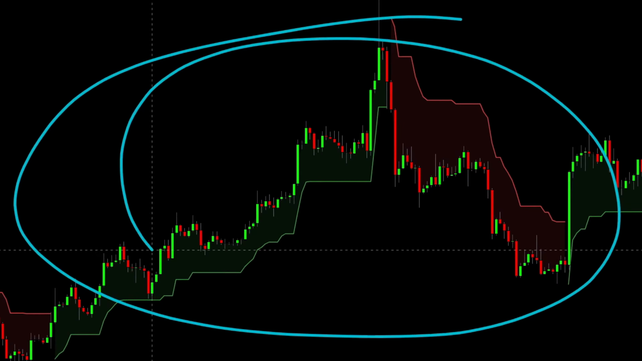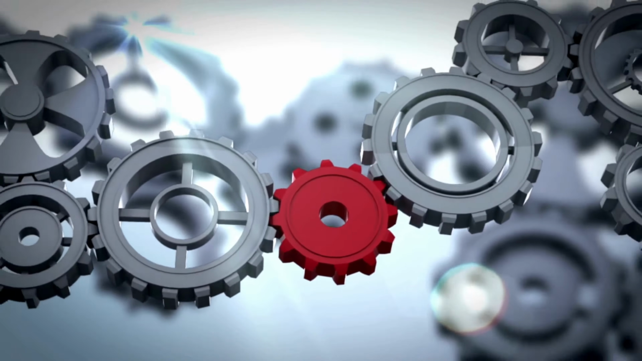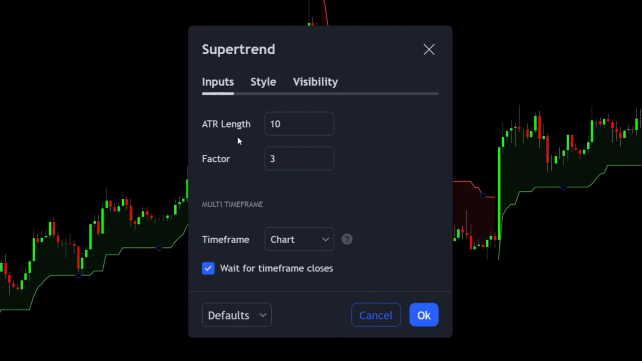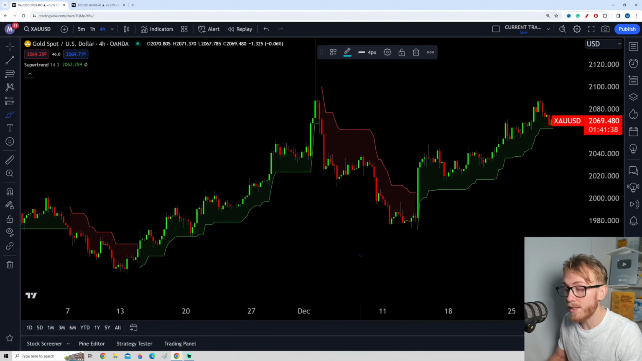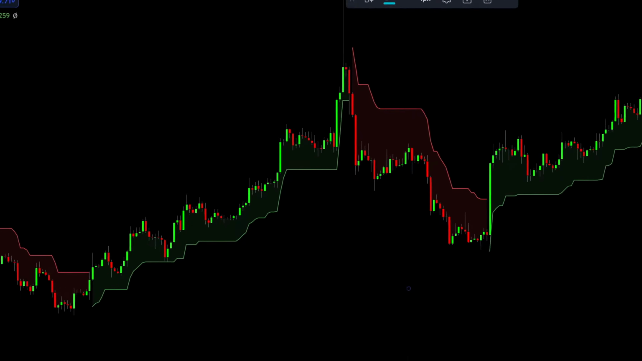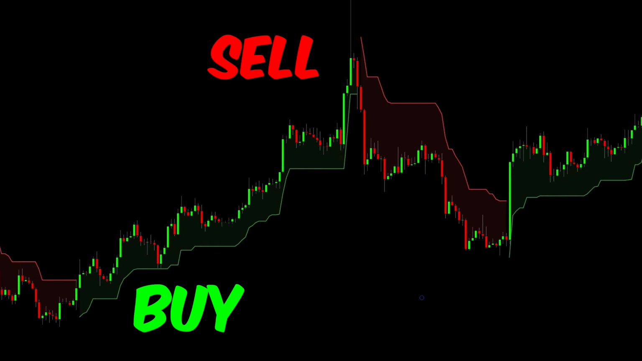Now when we have the indicator on the chart, I want to do a very quick change here to the settings. So we go up here to the settings tab, the ATR length I do want to change to 14, we keep the factor at 3, nothing special here, and now we press OK. So as you guys can see, this is a simple indicator that produces buy and sell signals in the market.